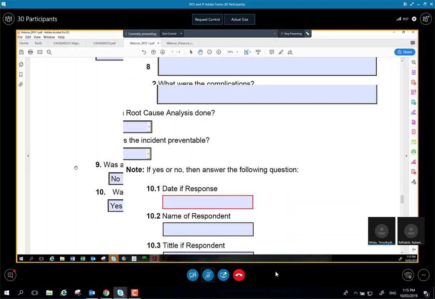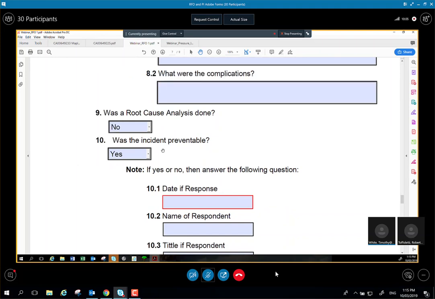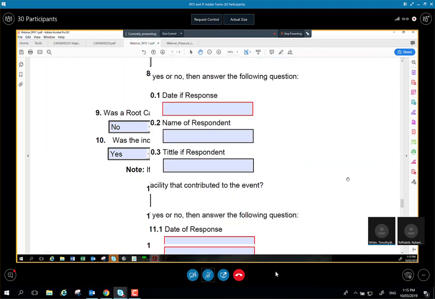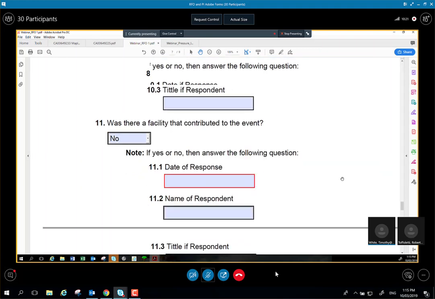Was this preventable? And this part's kind of important because I want to make sure surveyors understand this is our decision as to whether or not this was a preventable incident, not theirs, because they'll always say no. So if it was preventable, though, we want to get somebody who would concur with that. It makes the writing a lot easier, so we will want to know when, who it was, and what was their title. Next one, same thing.